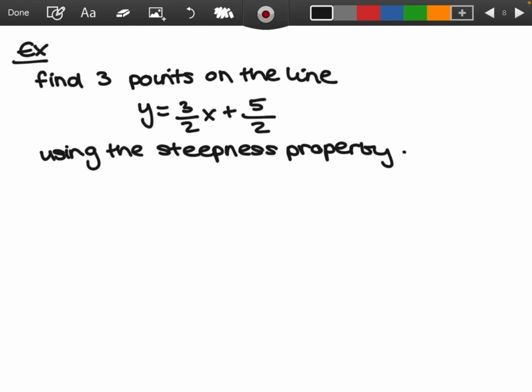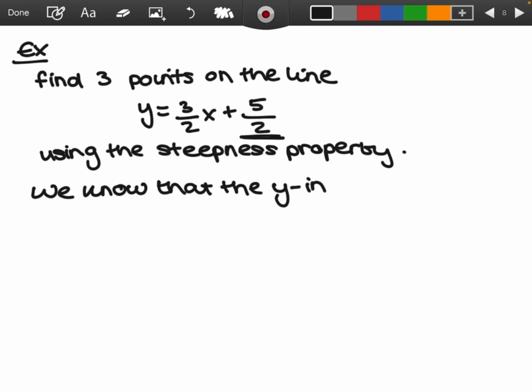So at the y-intercept, we know that x is equal to 0. So if I plug x is equal to 0 into this equation, I get that y is equal to 5 over 2. We know that that is the case because this value is always the y-coordinate of that y-intercept. So I already know that the y-intercept is (0, 5/2). So hence that lies on the line. Now we can use our steepness property.